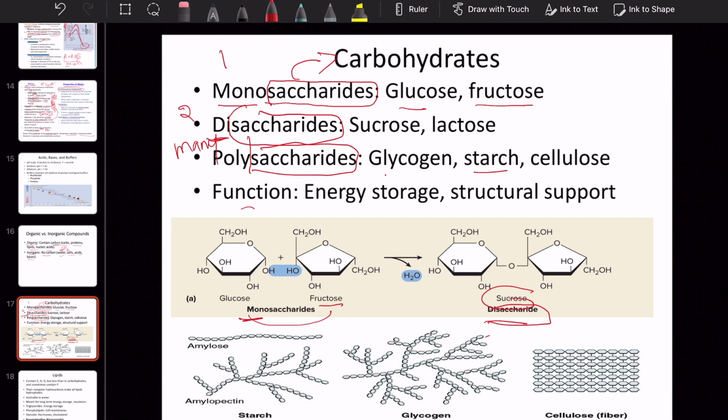Polysaccharide examples: starch, which you have heard about. Rice has starch, potatoes have starch. Cellulose is in plants. Glycogen is the stored form of carbohydrate in animals. This is poly, many. You can see each chain like this is made of monosaccharides. The monosaccharides put together make the polysaccharides. You can see different shapes. Cellulose is in fiber, in the plants.